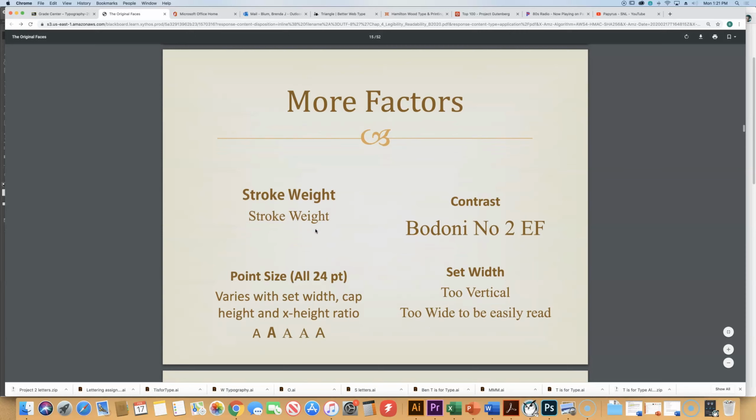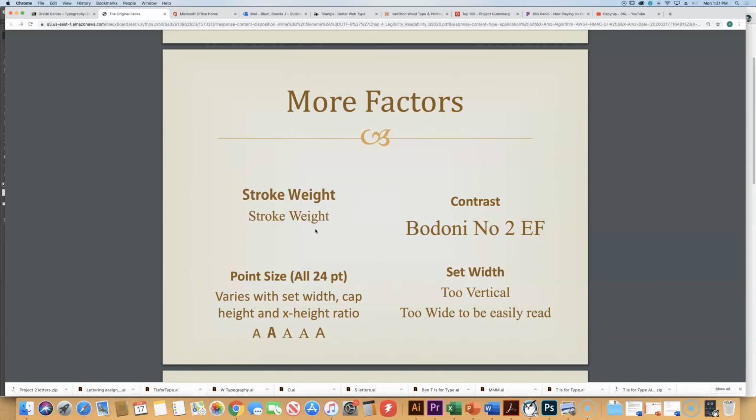All right, some more factors that can play into this are stroke weight. So how heavy is the weight of the font that you're doing? This is a very heavy weight. This is a much lighter weight. How much contrast do you have? Is it no contrast, or Bodoni has more contrast? The thicks and thins are pretty dramatically different.